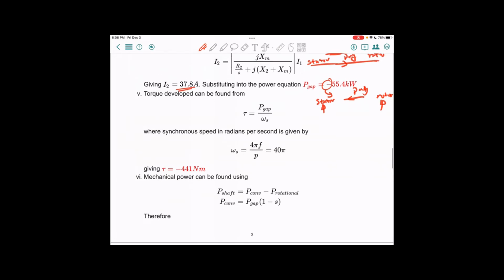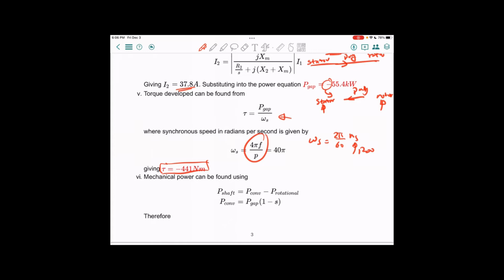After this, I want you to calculate the torque. We know that torque is P air gap over omega S. Omega S is the synchronous speed, but in radians per second, so you calculate it easily: omega S equals 2 pi over 60 multiplied by the synchronous speed. Synchronous speed, we already found it to be 1200. So you just find omega S from here. The torque will be negative also because the air gap power is negative. That's the whole point. The torque is negative.